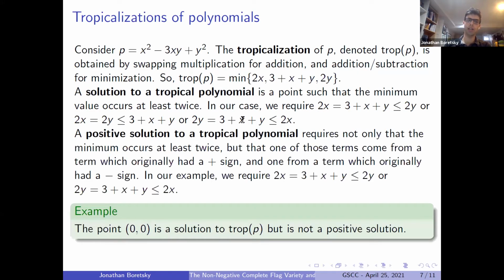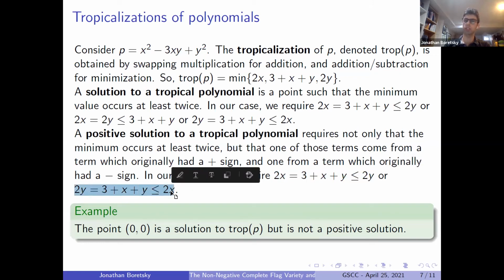On the other hand, a positive solution to a tropical polynomial requires not only that this minimum occurs twice, so it's a stricter condition, but also that one of the minimizers has to come from a term in the original polynomial with a plus sign, and one has to come from a term with a minus sign. In this case, we have two positive terms, x squared and y squared, and one negative term, 3xy. So we're asserting that the 3 plus x plus y has to be part of our minimum.